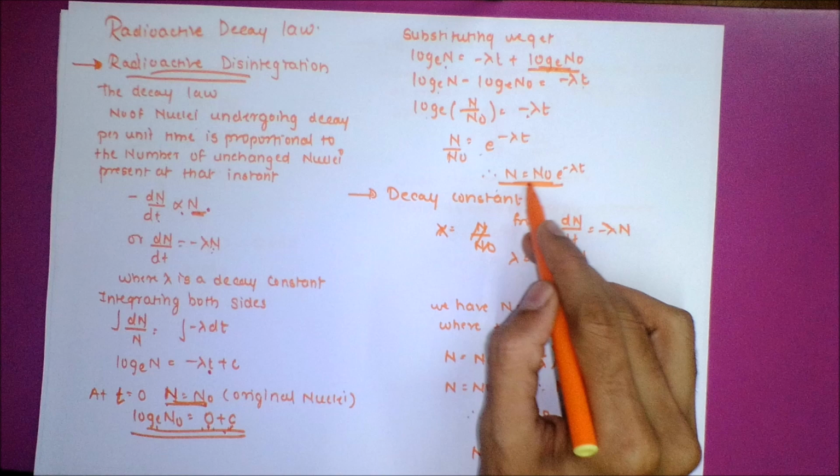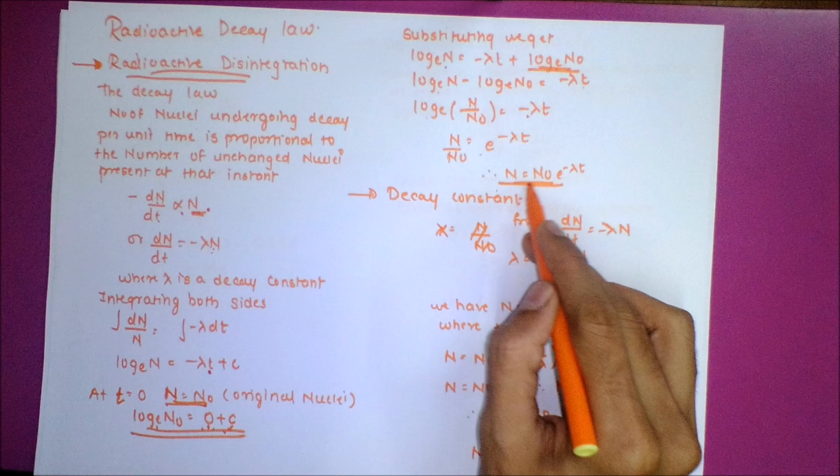We integrate on both sides. We get dN upon N is equal to minus lambda dt. So the integral of dN upon N gives log N to the base e equals minus lambda t plus c, where c is a constant of integration whose value depends on the initial conditions. If we take the initial condition at time t equals 0, where the disintegration has not yet started, the number of nuclei is the original number, N0. Now we have log N0 to the base e equals 0 plus c, so c is log N0.